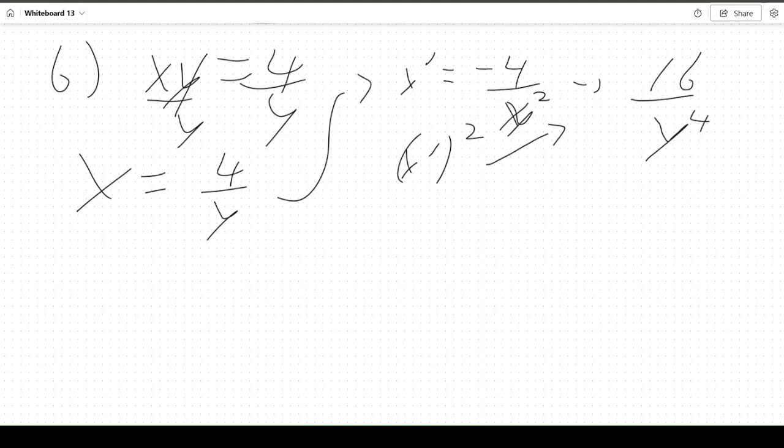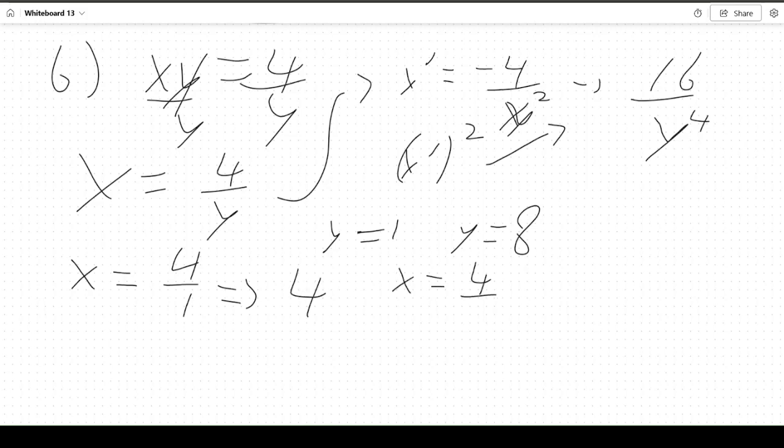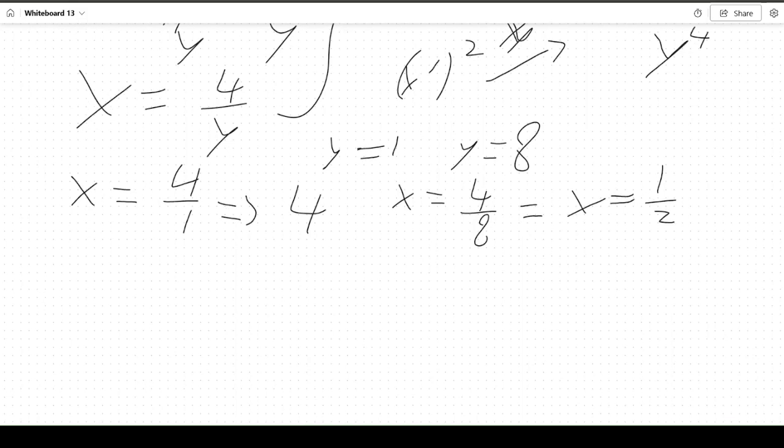Now we have to find our x values. So our y values were 1 and 8. We're going to plug it in: our x value is now 4, and we plug in 8 for y, this would be 1 over 2. Now we're going to plug it in just to see how it looks. So this would be 1/2 to 4, and plug in 2 pi.